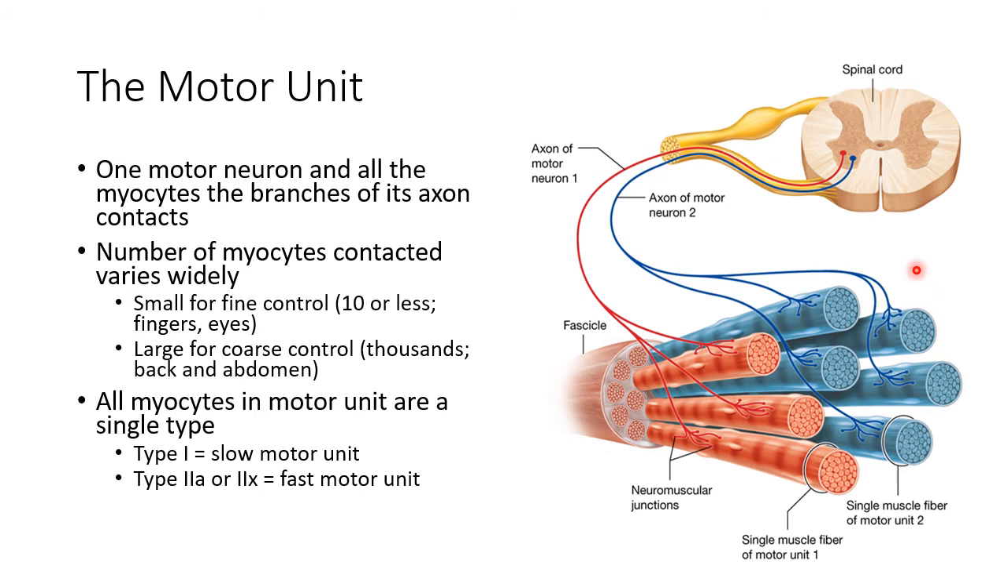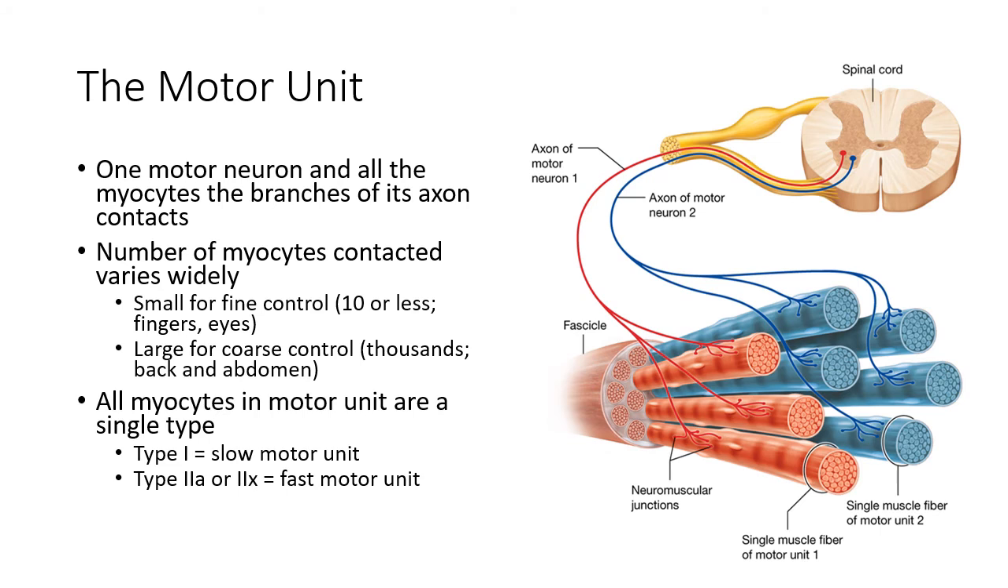Here's another motor unit right next door. All of these muscle cells are contacted by an axon, which comes from this blue motor neuron. And you can see that this motor unit is bigger. It has more muscle cells in it. So if it were to contract, it would generate more force. So you have a lot of different sizes of motor units. Some of them are very small, some of them are very large.